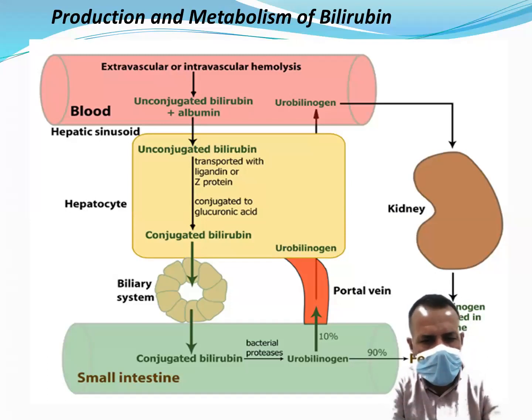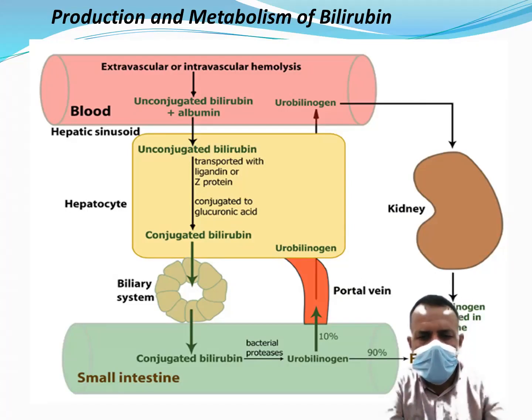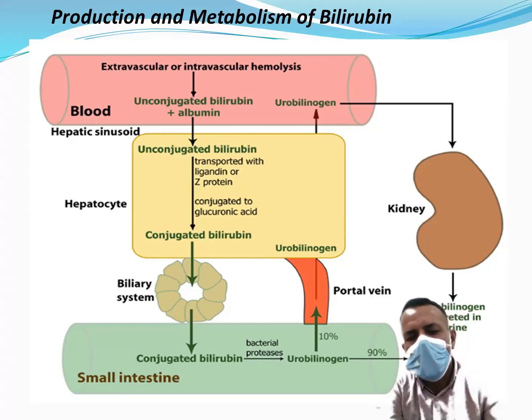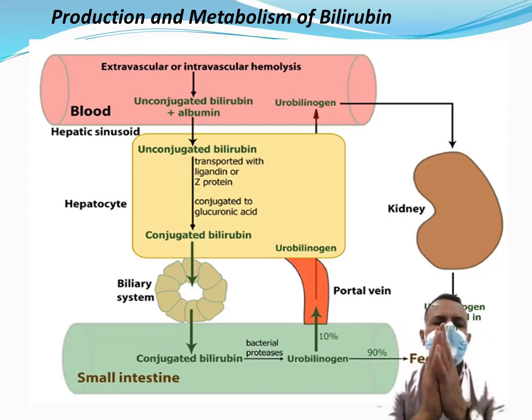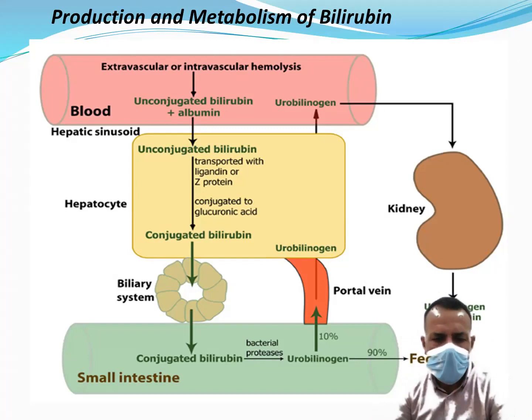In the large bowel, there are bacteria that lead to metabolism by the bacterial enzymes to formation of stercobilinogen. About 10% of the stercobilinogen is reabsorbed to the portal circulation, and remetabolized by the liver, then excreted by the kidney, leading to urobilinogen and urobilin. About 90% of stercobilinogen passes to the stool, leading to formation of stercobilin, which gives the normal color of stool. This is the summary of the metabolism of bilirubin.